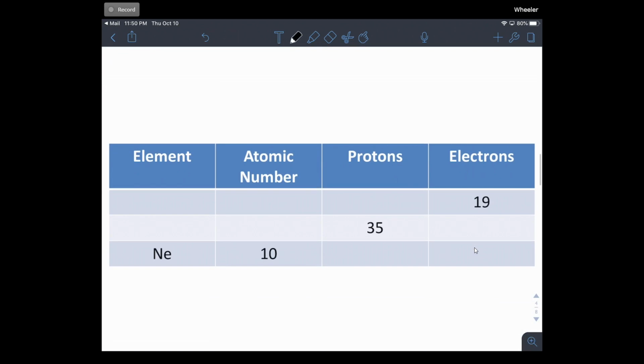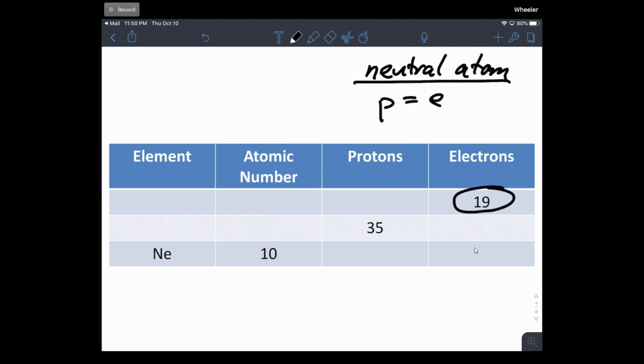Given a periodic table, I should be able to fill in a table like this one. This table is asking for the element name, the atomic number, protons, and electrons. And each row is going to have different unknowns. So for this first row, it tells me that I have 19 electrons. Well, in a neutral atom, and I'm going to write neutral atom to make sure that we are talking about a neutral atom and not an ion, the number of protons will be equal to the number of electrons. And so if there's 19 electrons, then there's 19 protons.